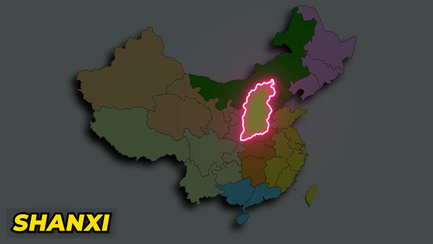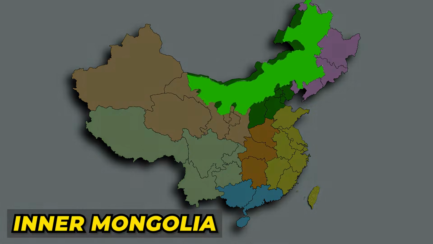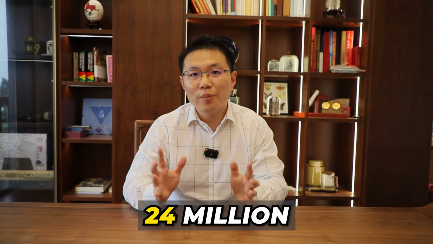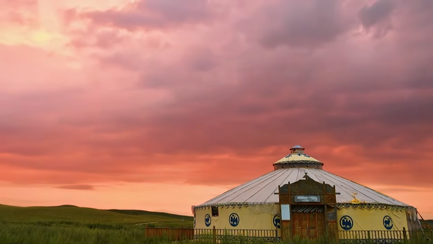Shanxi is home to 35 million people and reached $380 billion GDP in 2022. It is famous for its coal industry, vinegar, and flour-based food. People in Shanxi are just obsessed with all kinds of noodles. Inner Mongolia Autonomous Region is adjacent to Mongolia, with 24 million population, including more than 4 million from the Mongol ethnic, which is the largest Mongolian population in the world, even larger than in Mongolia.